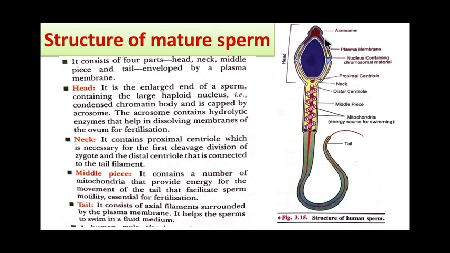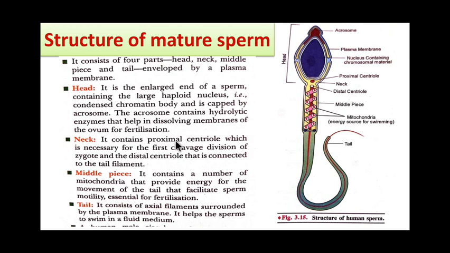Now this acrosome is filled with enzymes which help in the fertilization of the ovum, and these enzymes are called sperm lysins that dissolve the membrane enveloping the ovum and help the sperm cell to enter the ovum. And this acrosome is derived from the Golgi apparatus. So we can say that this acrosome contains enzymes necessary for fertilization.